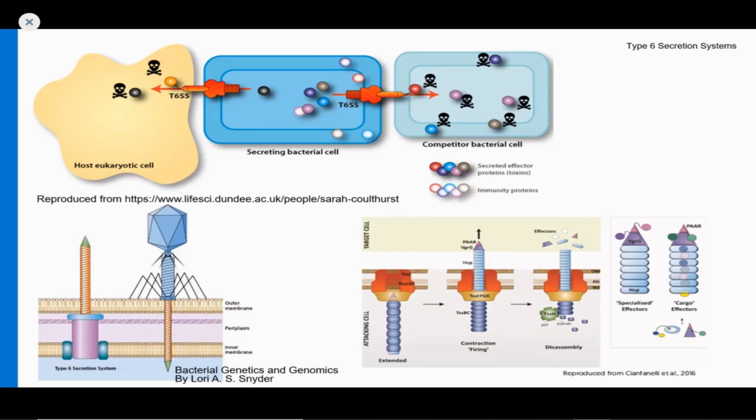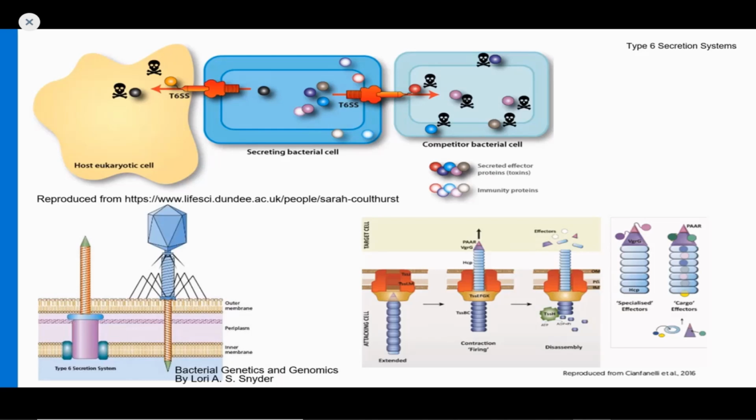And evolutionarily, what we see is that this looks like a bacteriophage. The bacteria have taken in bacteriophage, flipped it around the other way, and are using it as a weapon to stab and attack competitor bacterial cells and inject them with toxins. And these effector toxin proteins then are in the competitor cells, and the bacteria that have the type 6 secretion system make an immunity protein to stop themselves from dying from their own toxins.